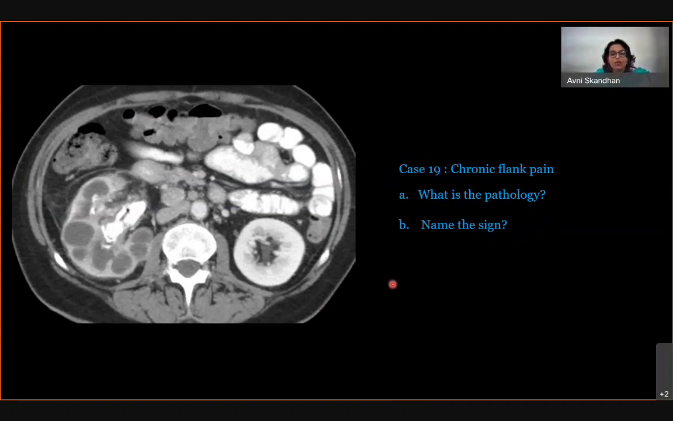Now this patient has presented with chronic flank pain. What is the pathology here?